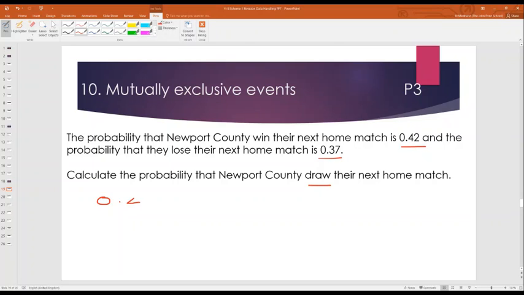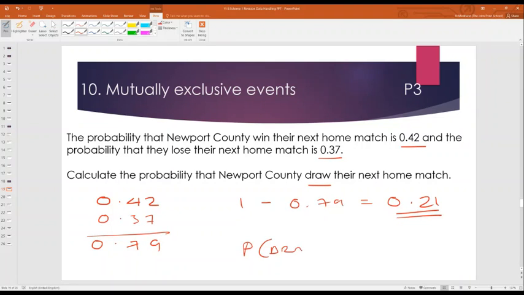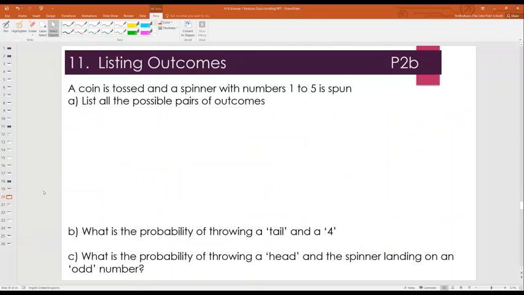Okay, so the way that you should have done this one is add up the two that you are already given, so 0.42 plus 0.37, okay, which is 0.79, and then you should be doing 1 take away 0.79, okay, which is 0.21. So the probability that they draw the next home match is 0.21. Okay, so just remembering that fact, that they're the only 3 possibilities, and that they can either win, lose, or draw. And it's about remembering that fact that it really adds up to 1.